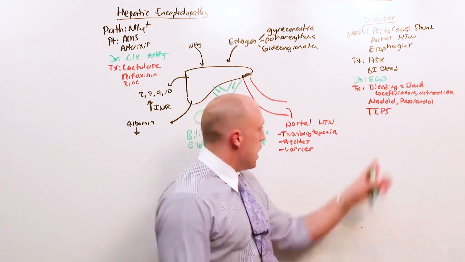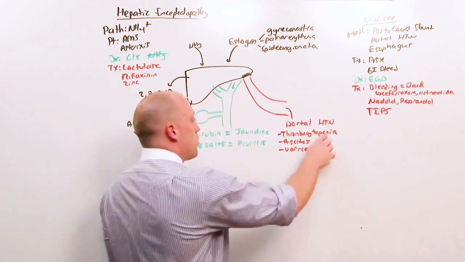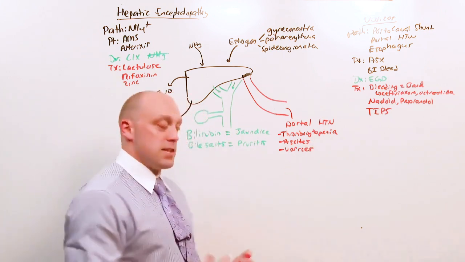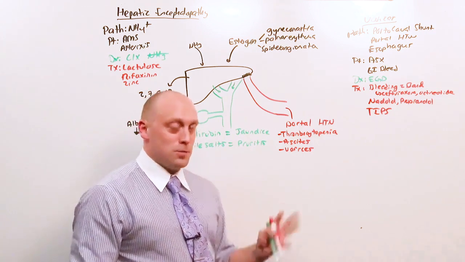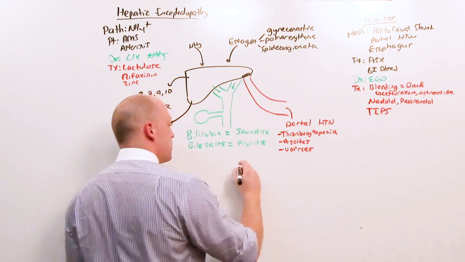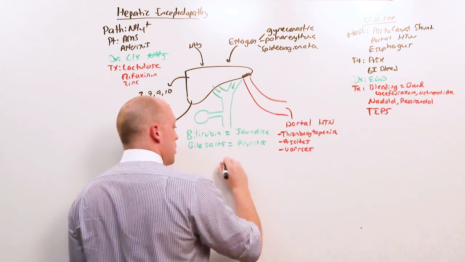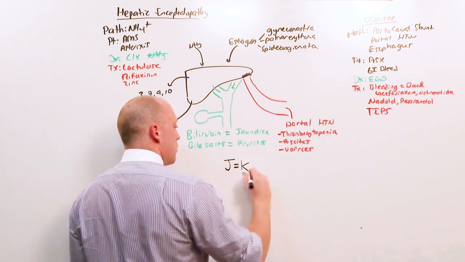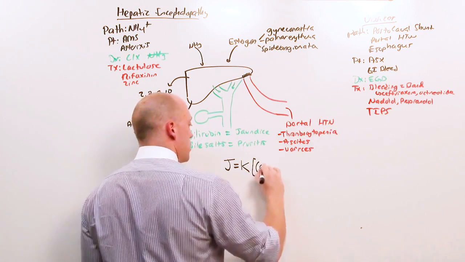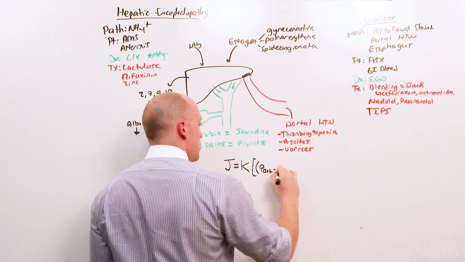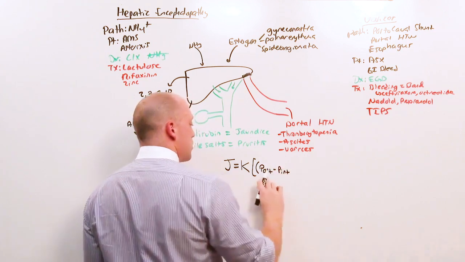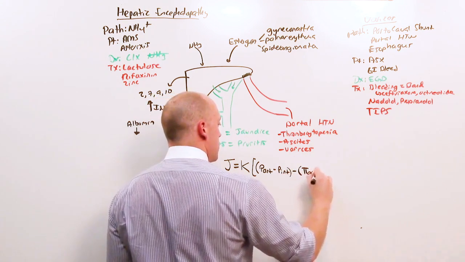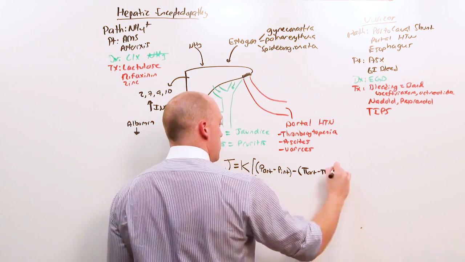All right, back to portal hypertension. Thrombocytopenia we know about, we talked about the varices, and now we're talking about ascites in general. And I have to take you back to first year med school for this. Bear with me, I'll make it simple. Remember, the flow across a membrane was equal to some coefficient times the hydrostatic arterial pressure minus the hydrostatic interstitial pressure, minus the oncotic pressure of the arteries minus the oncotic pressure of the interstitium. Remember all that equation?